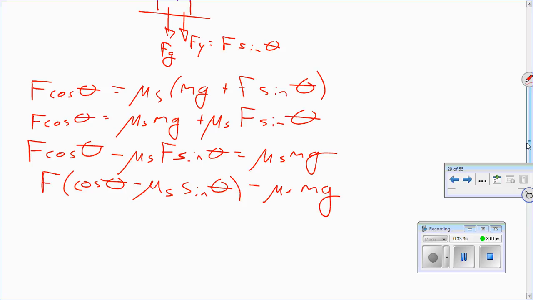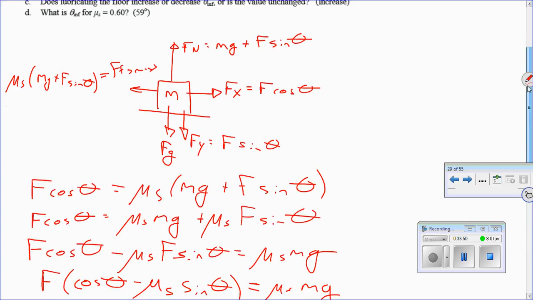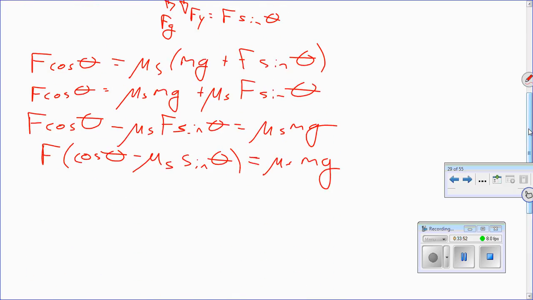Does that look right? Yes. So now if I divide both sides by mu s and by F, I get what I was looking for, right? Or am I looking for F over mg or mg over F? F over mg. Okay, so I want to divide both sides by mg, and divide both sides by this mess.